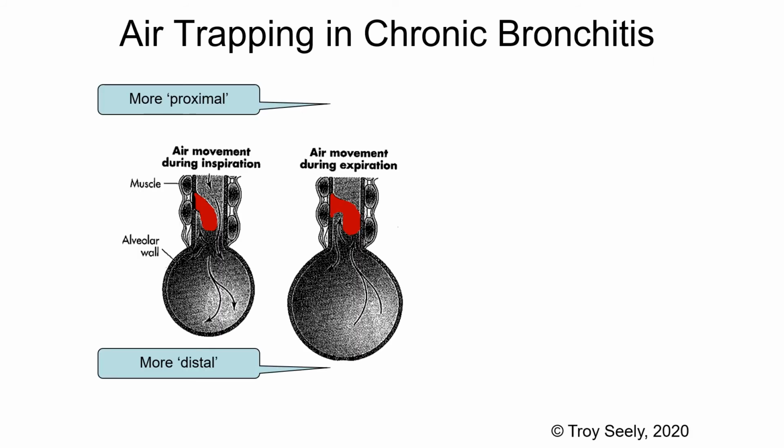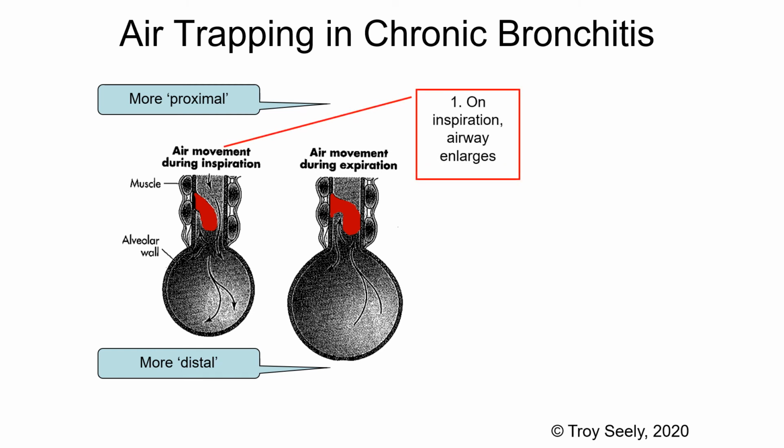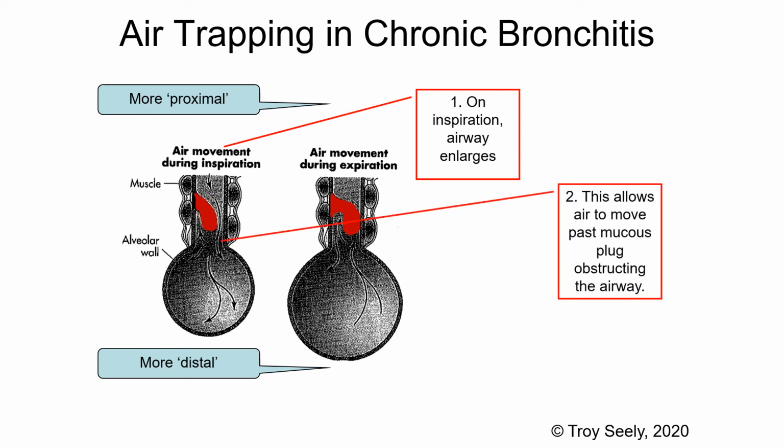So let's go over how this air trapping can happen related to chronic bronchitis. Above, we're more proximal, below, we're more distal. So appreciate that we have air that's going to be going down to the alveolar wall region. And up here represents where air exchange doesn't happen. This is in your bronchioles, for example. Now, this red right here, we have some inspiration airway that's coming through, allowing for enlargement. It's bypassing this red object, and that object is a mucus plug.